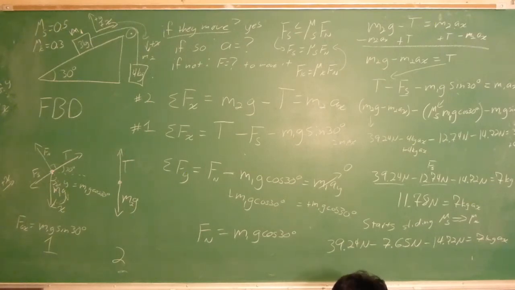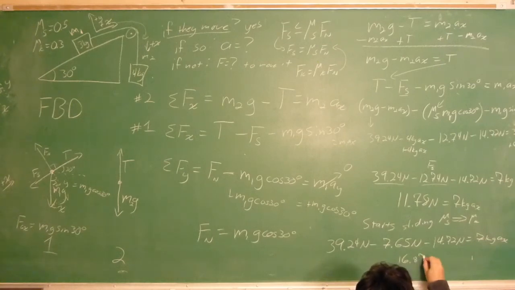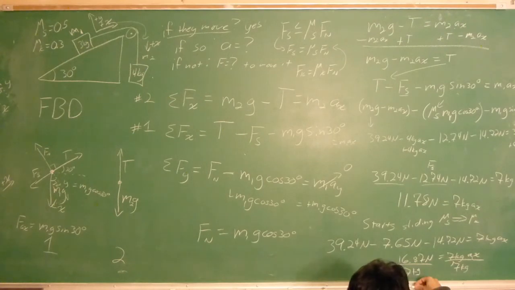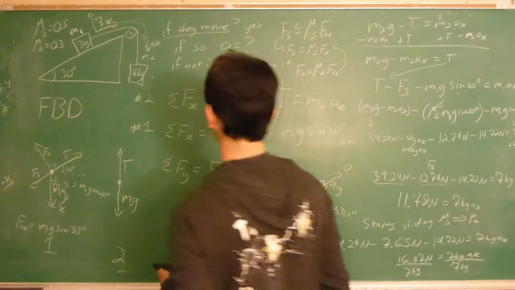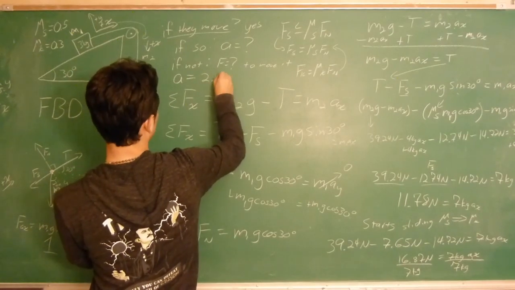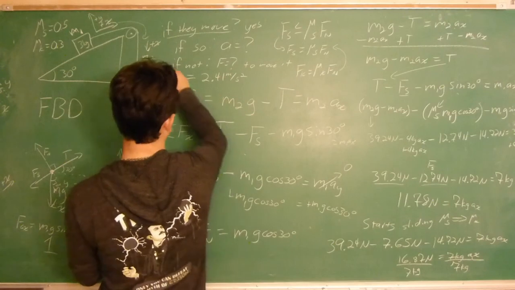So I've got 39.24 minus 7.65 minus 14.72 equals, I end up with 16.87 newtons equals 7 kilograms times my acceleration in the x. I divide both sides by 7 kilograms. My handwriting is getting noticeably worse. I'm going to divide this by 7, and I end up with, finally, my acceleration is equal to 2.41 meters per second squared.